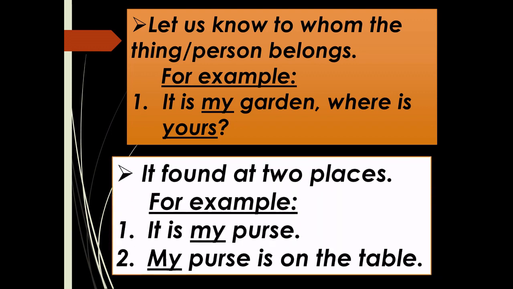Fourth feature is, it is found at two places. Either it is placed at the beginning or at the mid part of the sentence. For example, it is my purse. My purse is on the table. In the first sentence, possessive adjective is used in the mid part of the sentence, while in the second sentence, it is used in the beginning of the sentence, that is the part of subject.